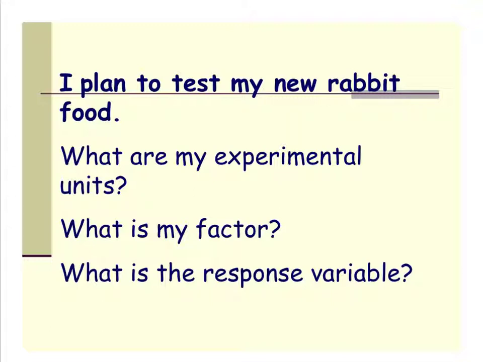Okay, so we've talked about each of these already with our definitions, but just to reiterate, if we're going to test this new rabbit food, what would our experimental units be? We determined that our experimental units would be the rabbits. What would the factor be? We determined that would be the type of food. And our response variable would be how well they grew. Some kind of measurement is important for the response variable. We have to be able to measure that.